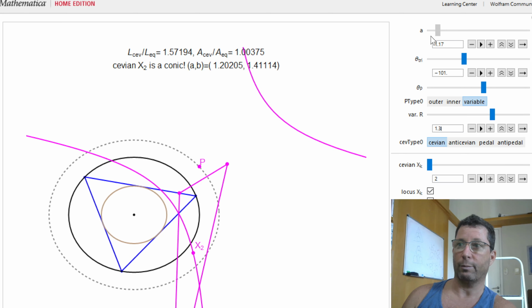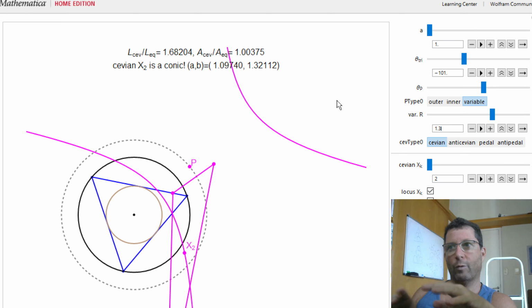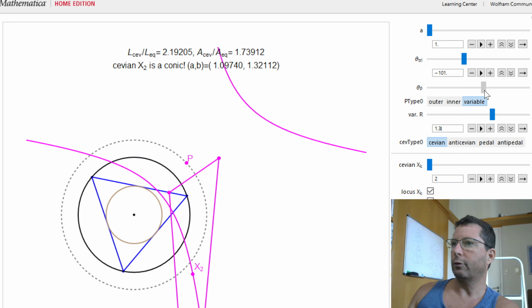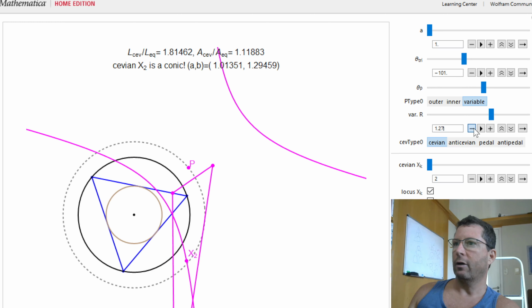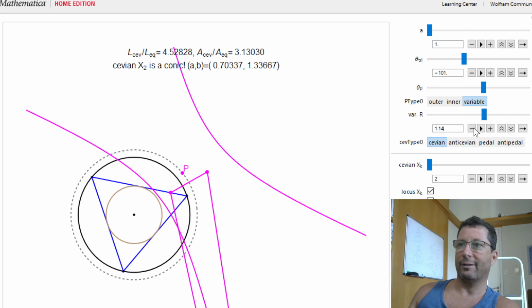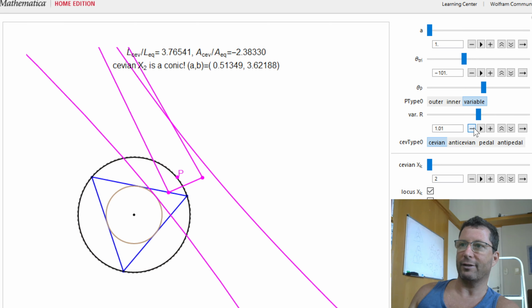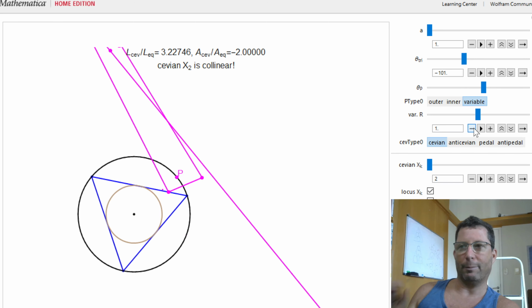So it will be sufficient for us to prove that in this general setting, the locus of x2 is a hyperbola, with the degenerate situation of it being two parallel lines when P is exactly on top of the circumcircle. Let's nudge this back in. You can see here that I'm really approaching that situation. And then when P is exactly on that circumcircle, one of the branches, which is virtually tangent to the incircle, disappears, and I only see the other branch, which is now perfectly straight.